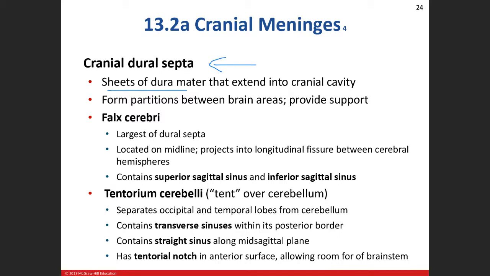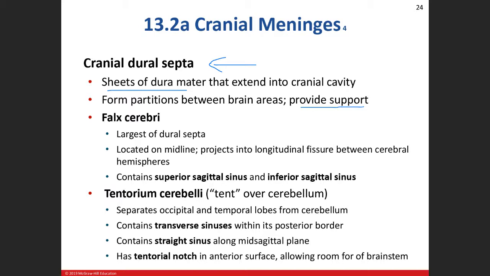Its main function is to support the brain, so the brain's not jostling around inside of your skull. It helps to keep it in place and support it. Cerebrospinal fluid also helps to deal with that. It will create divisions between specific brain areas. Like the tentorium cerebelli was a divisionary sheet between the cerebrum and the cerebellum. We're going to review all that.